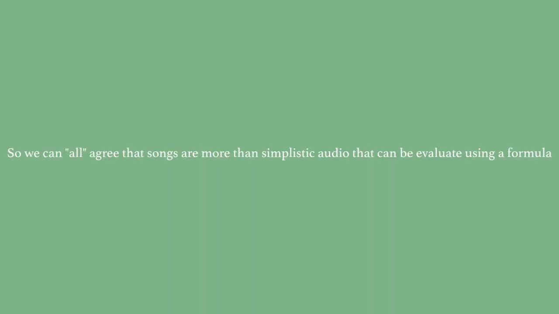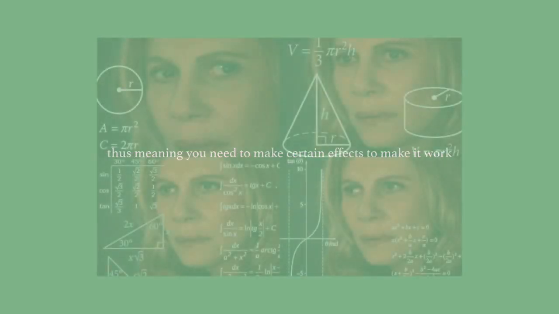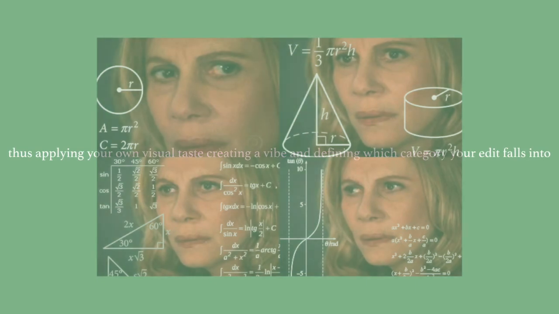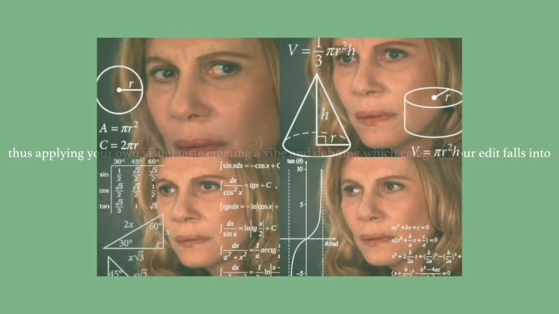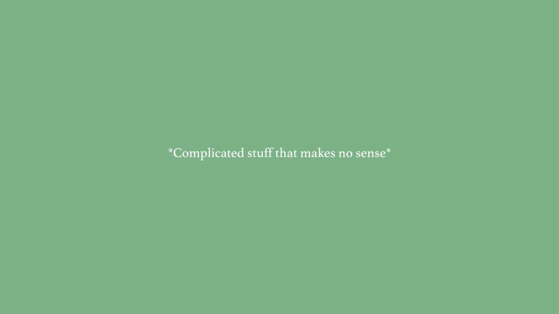So we can all agree that songs contain more than simplistic audio that we can evaluate using a formula. Songs contain lyrics, emotion, sounds, dynamics, start points, end points, climax, and a whole lot more. Same goes for visuals. As a good editor, you need to be able to find these things and make the visuals work in unison with it. Thus meaning you need to use certain effects to make it work, thus applying your visual taste, creating a vibe, and defining the category that your edit falls into. Ultimately, improving your editing skills and discovering your style as an editor.